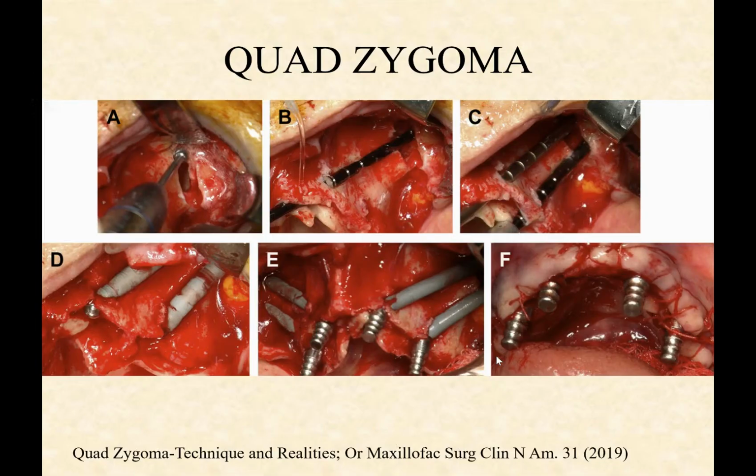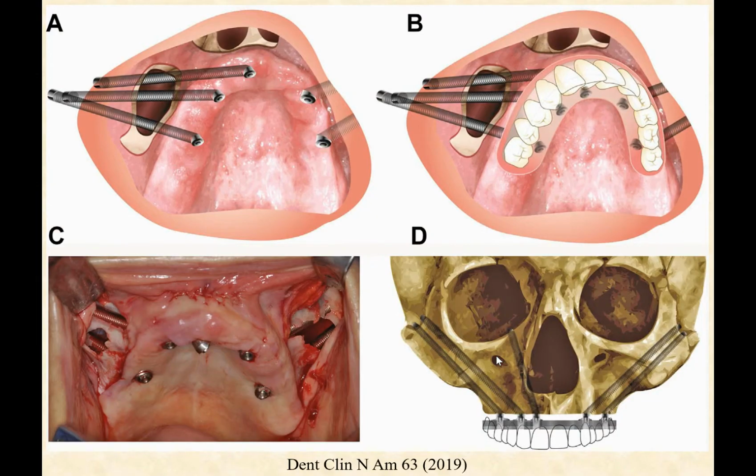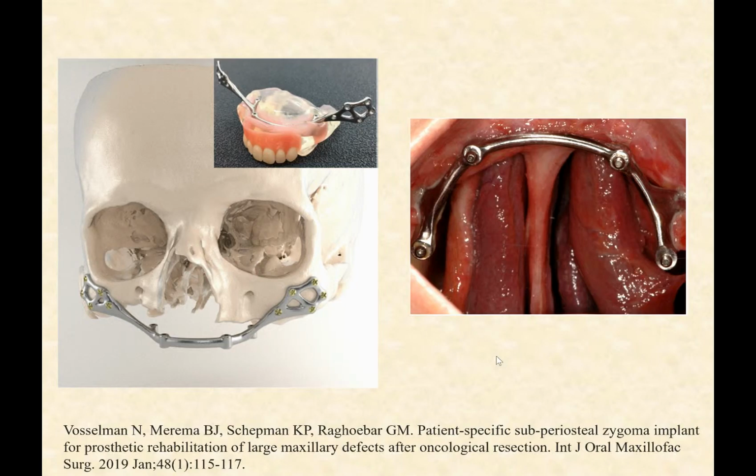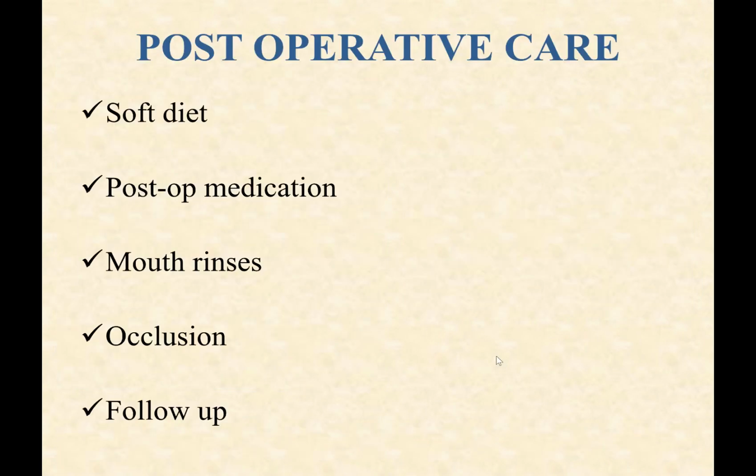This is a quad zygoma. It includes two zygoma implants placed in one quadrant and two in the other quadrant, followed by denture placement. These are the following types, followed by placement of a hybrid denture with the help of a bar. Next is the post-operative care.